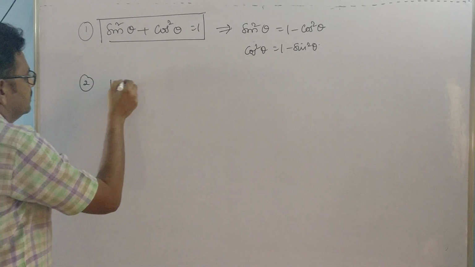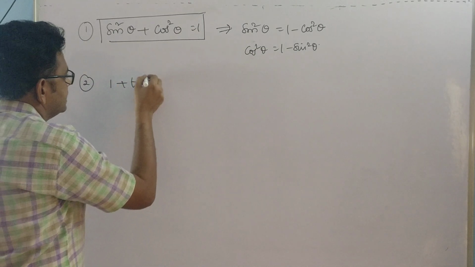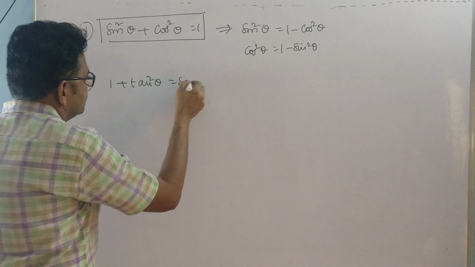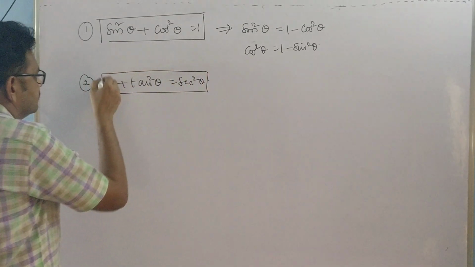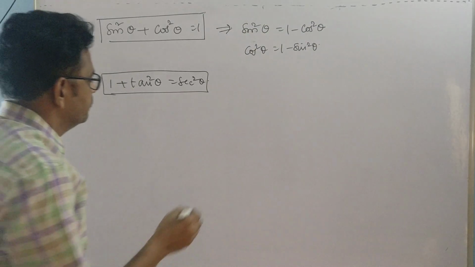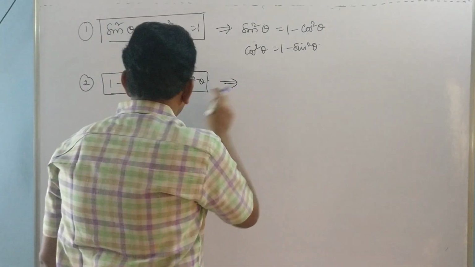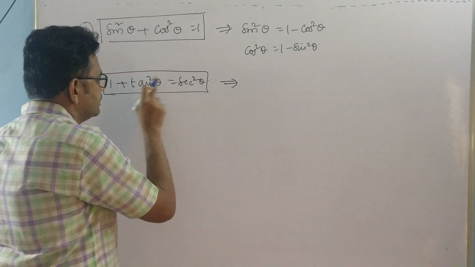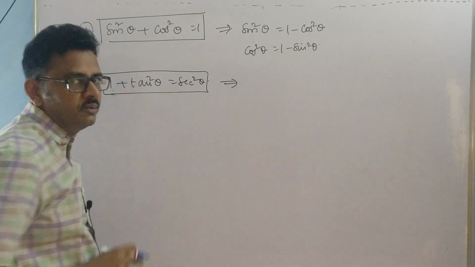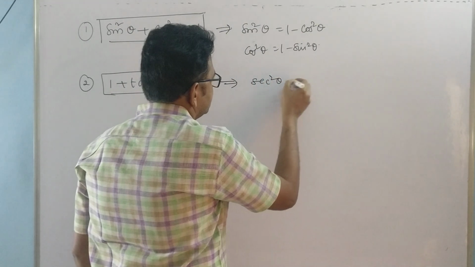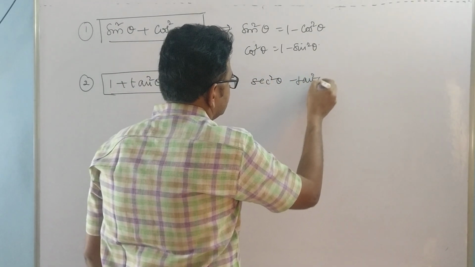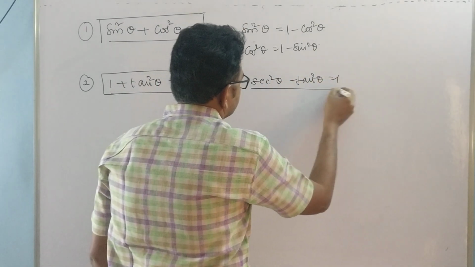Second one, 1 plus tan square theta is equal to secant square theta. Implies you can take this side: secant square theta minus tan square theta equal to 1.